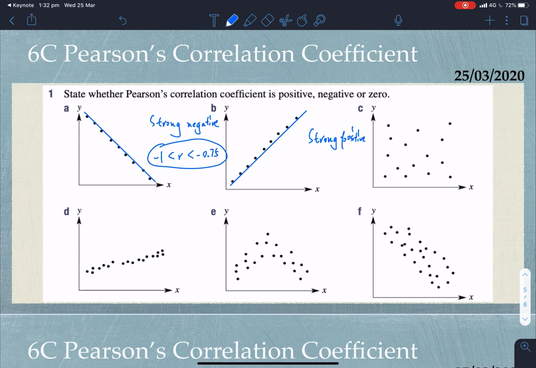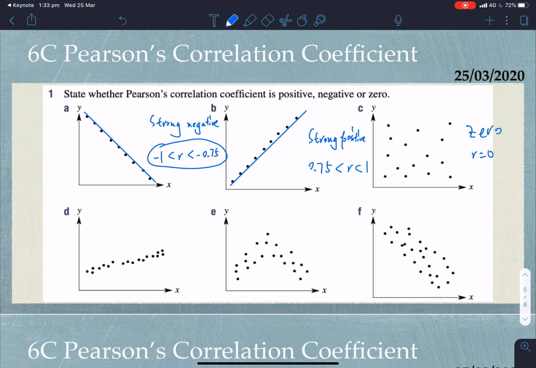So strong positive is between 0.75 to 1. Okay. Now see, it doesn't look like there's any correlation at all. So basically it is 0. So I is 0, yeah.